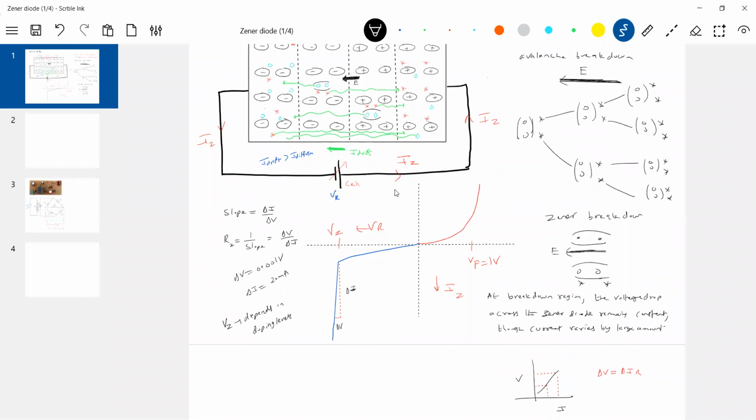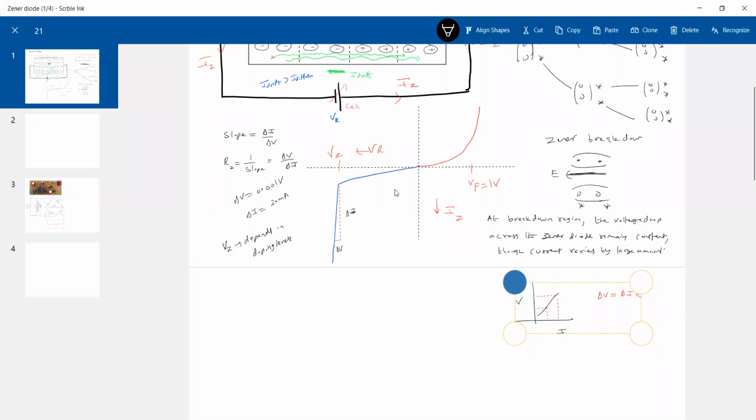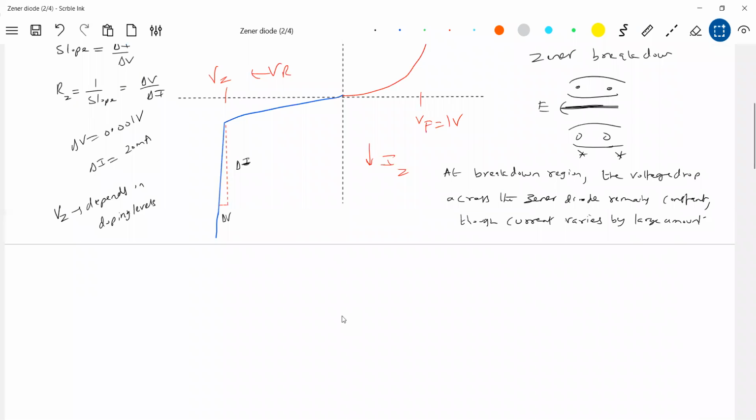Okay, avalanche breakdown, Zener breakdown, I think everyone has a firm idea. Let's directly get into the application part. So I'll go for the rectifier. What is the difficulty we face with the rectifier? The output voltage was fluctuating. So how do we minimize that fluctuation? For that purpose, I'll bring the Zener diode into the picture.